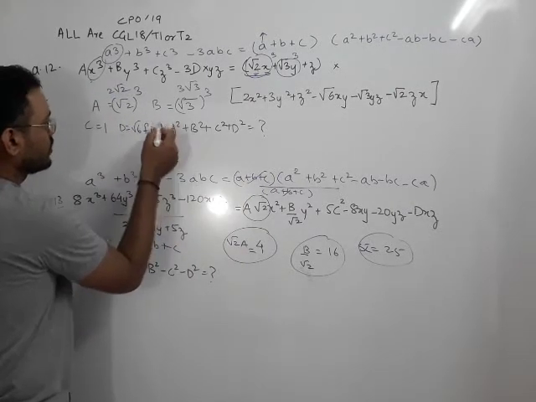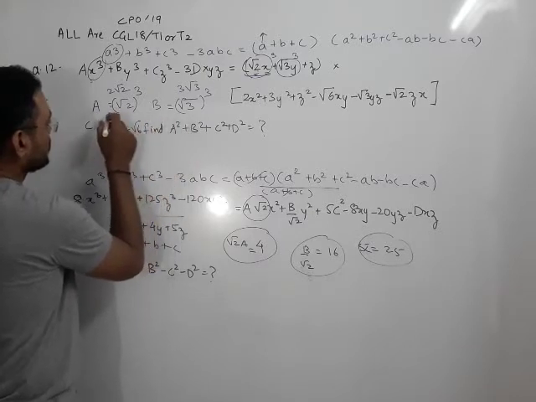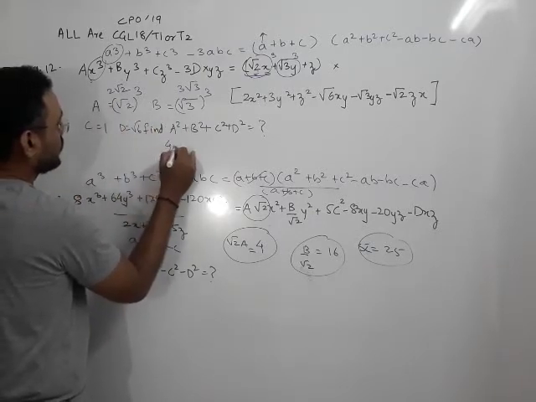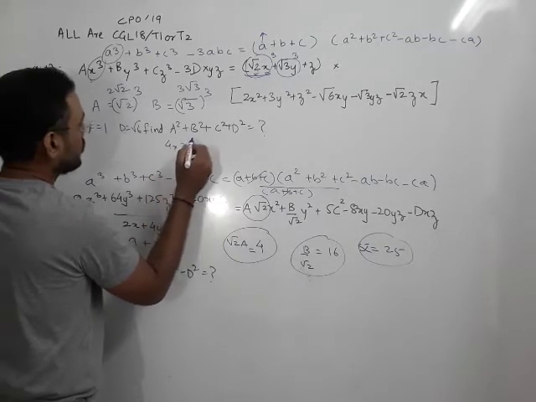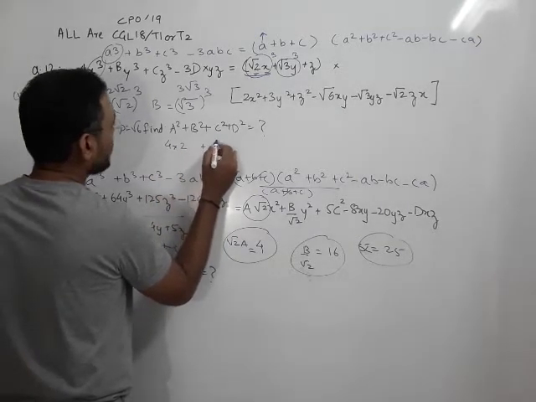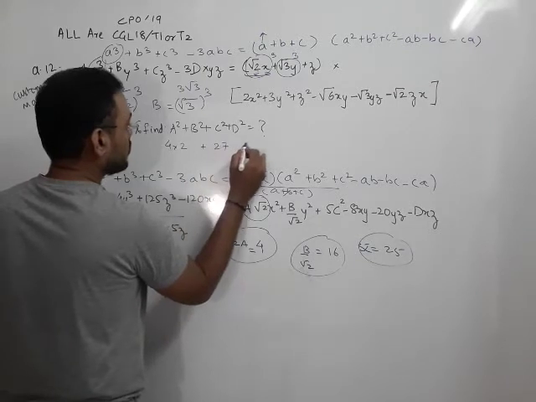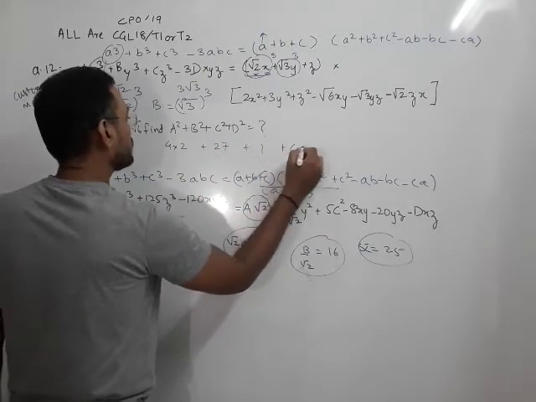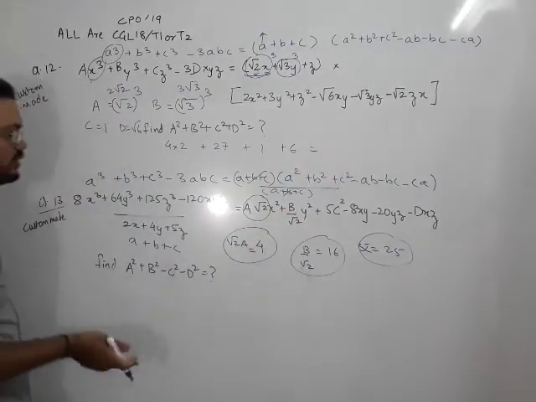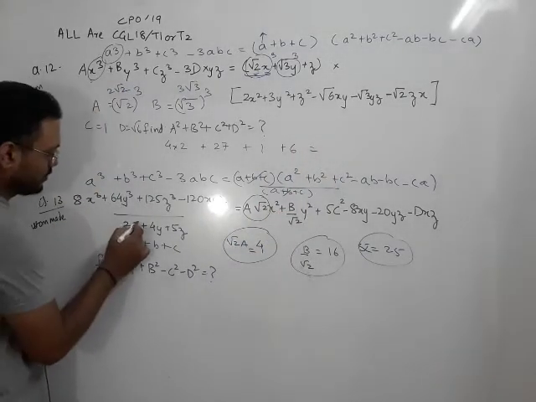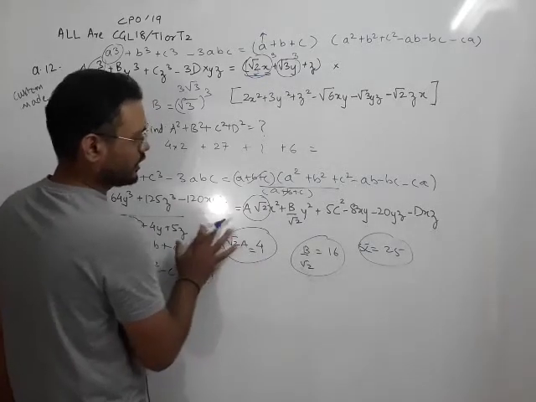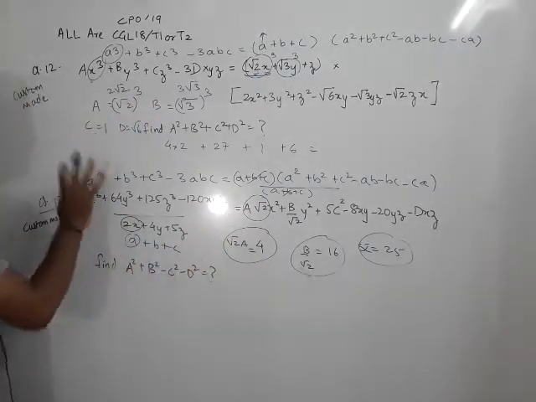And similarly, you can find the answer. So this is my A. A square will be 4 into 2. B square will be 9 into 3. C square will be 1. And D square will be 6. And find the answer. Similarly, you know that this is my A. Alright, this was right. There is no error in this. Only in this one there was an issue.